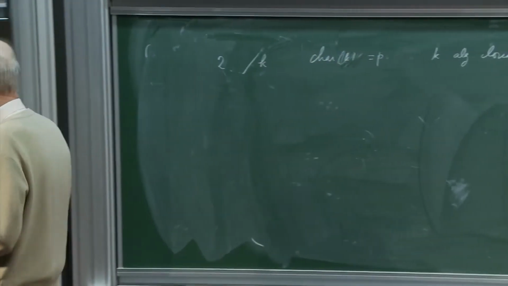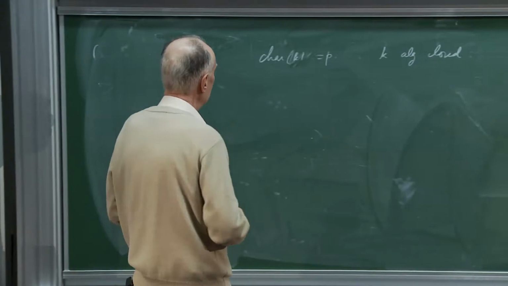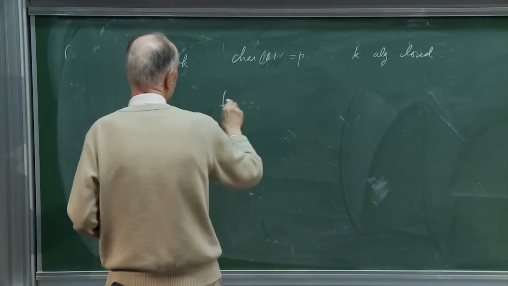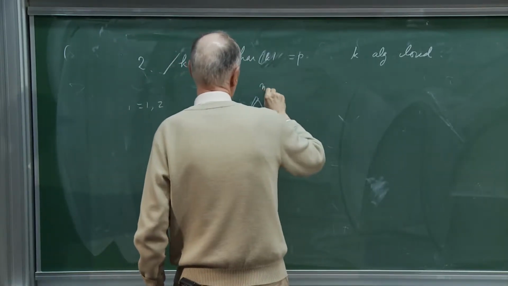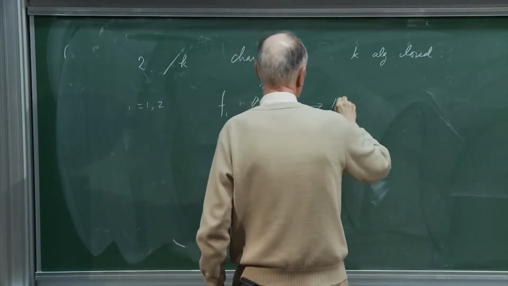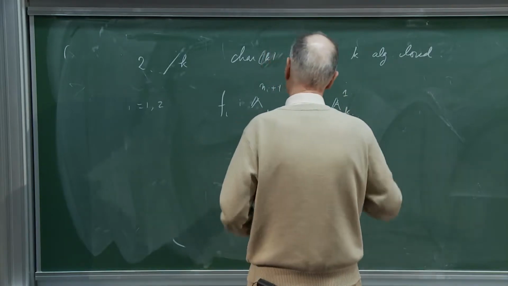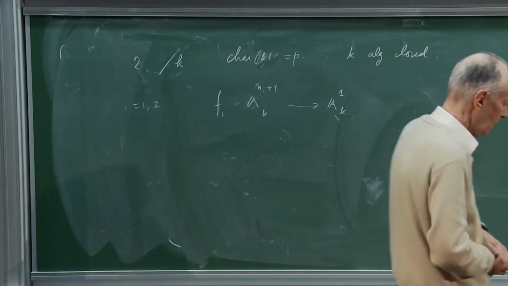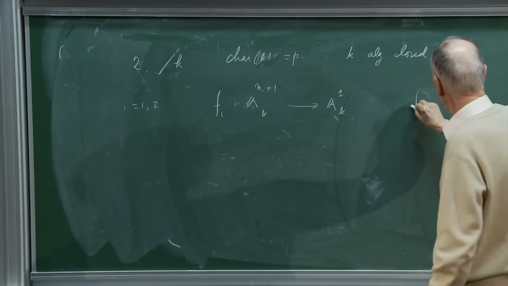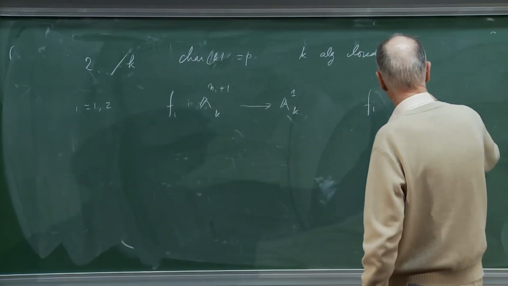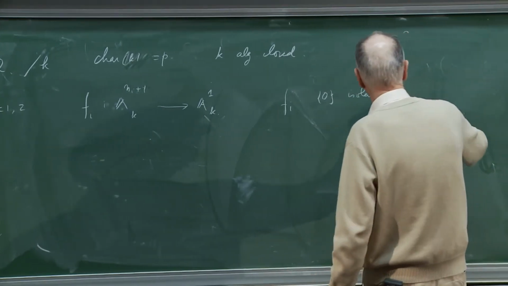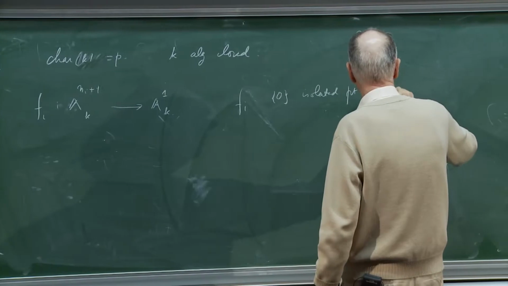Now, suppose you have two polynomials, f_i, for i equal 1, 2, from A^(n_i+1) over K to A^1 over K, and assume that, again, f_i has 0 as an isolated critical point, or isolated point of non-smoothness.